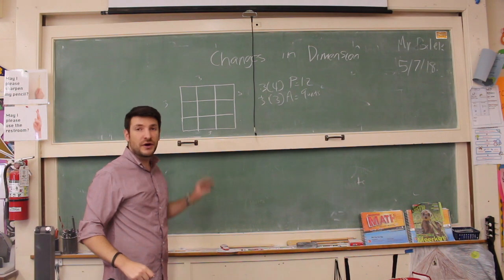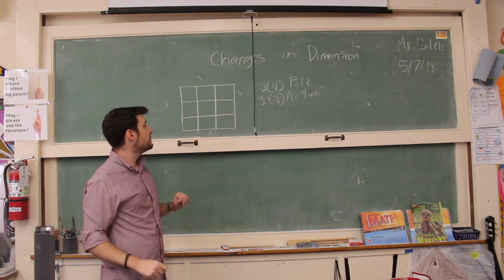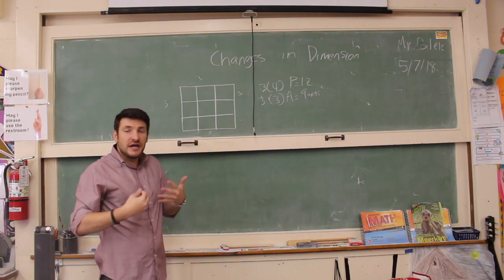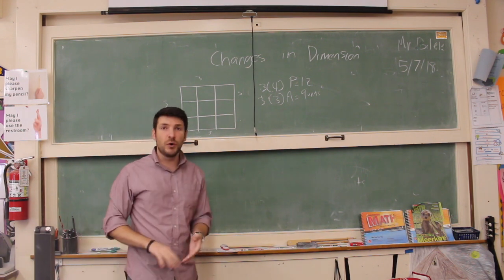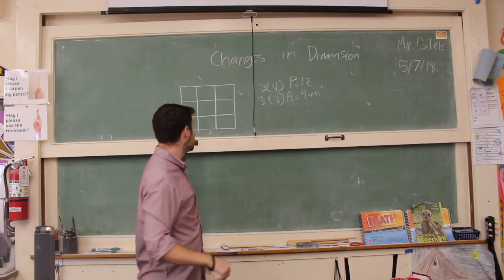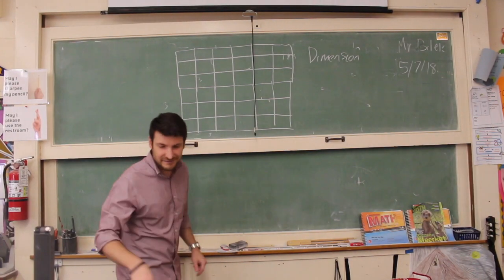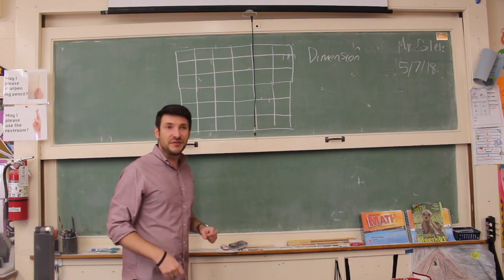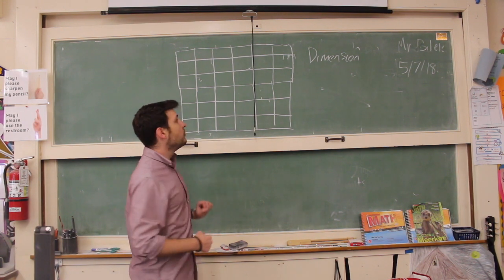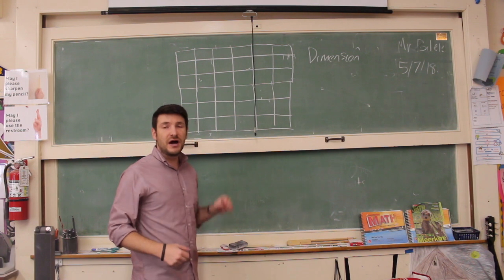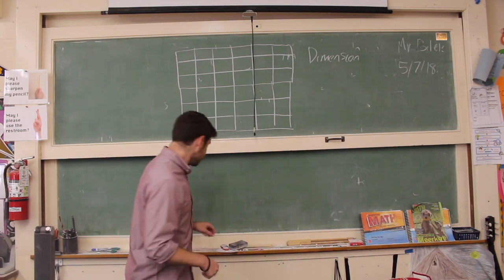But now I want to change the size of this shape and increase the dimensions. I want to double it. So let's double it. Whoa! Alright, now I've doubled it. So let's find the perimeter and the area of this new shape.